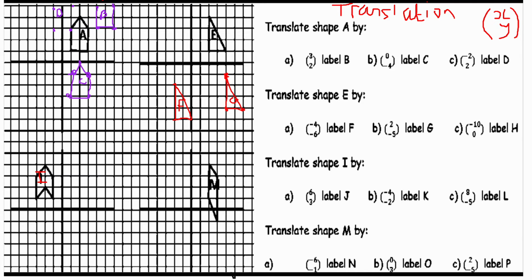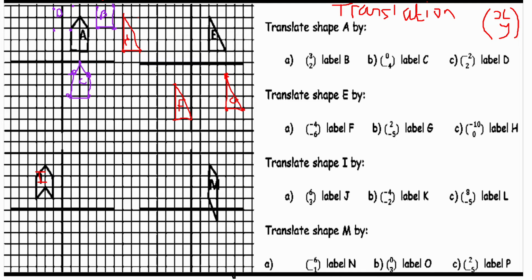So 1, 2, 3, 4, 5, 6, 7, 8, 9, 10. So it's going to be there. Okay, 1, 2, 3, 4, 5, 6, 7, 8, 9, 10. Okay, and then this point's going to join here. So bam, bam, and then bam. Okay, and that's going to be H. Okay, so translation is just moving it a certain number of ways.